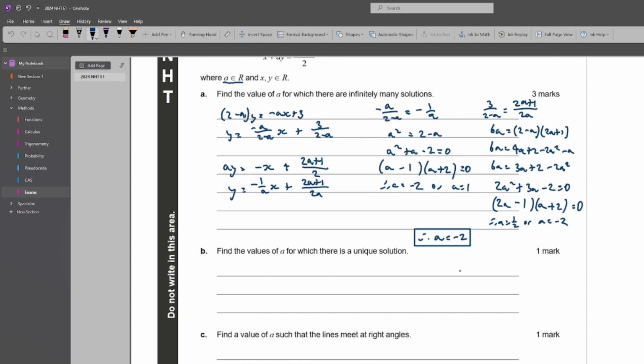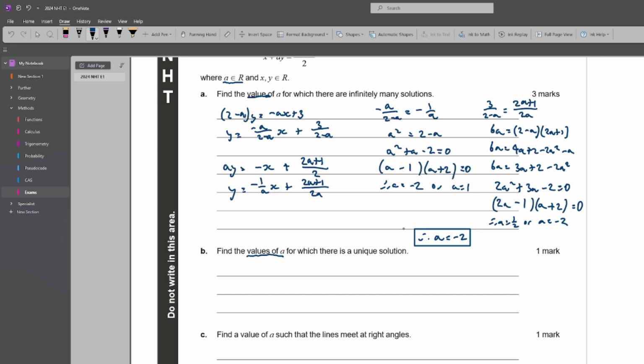Find the values of a for which there is a unique solution. Values of a, whereas this one said value of a. So that's good that we found only one value. Here we're going to be looking for more than one value, so the set of values. Now a unique solution, we're going to want the gradients to not be equal to each other, because if they're equal to each other, as we saw here, then we get infinitely many solutions or we get no solutions.